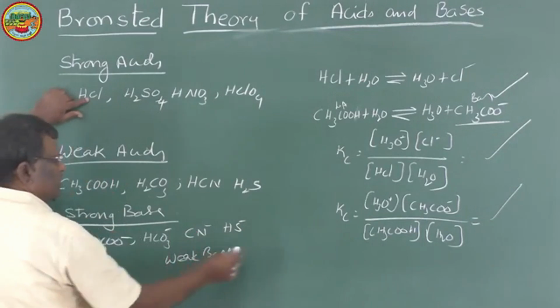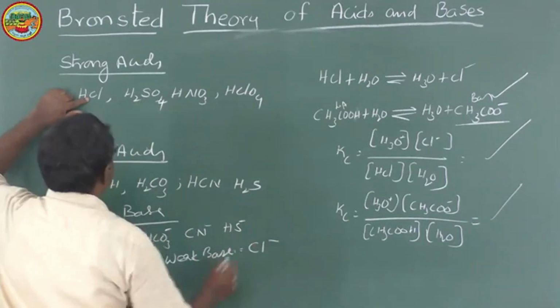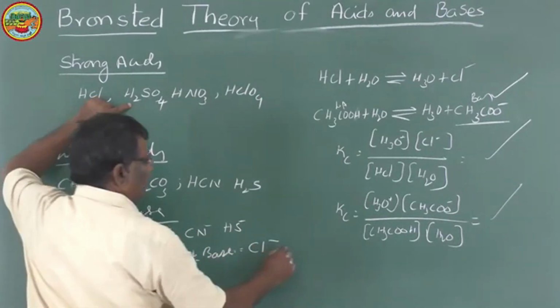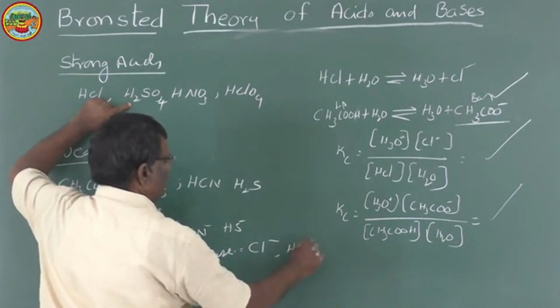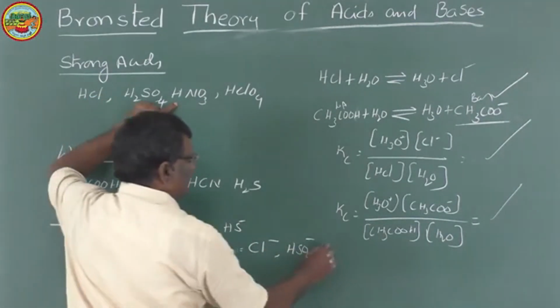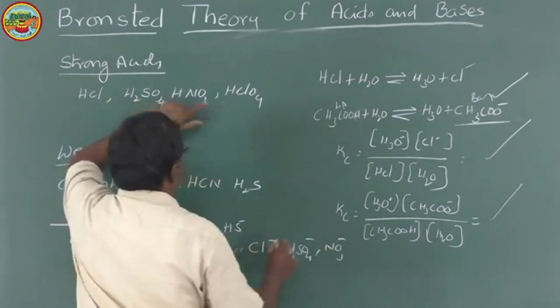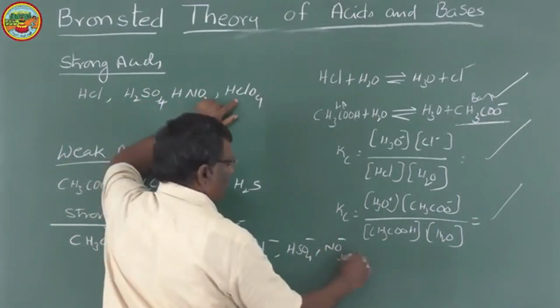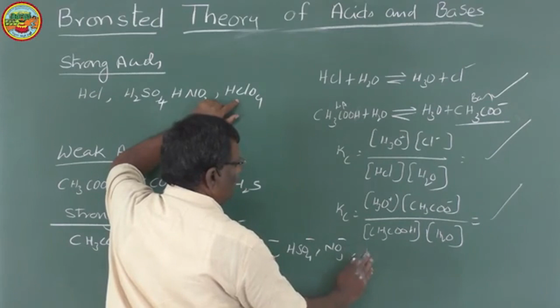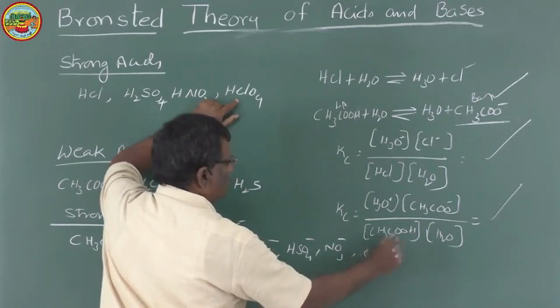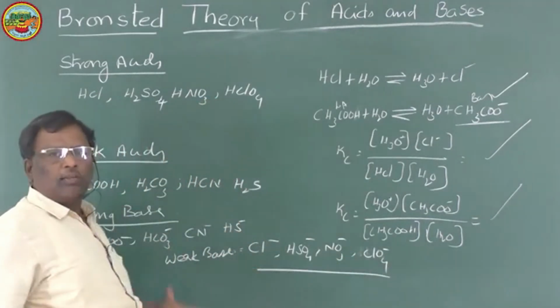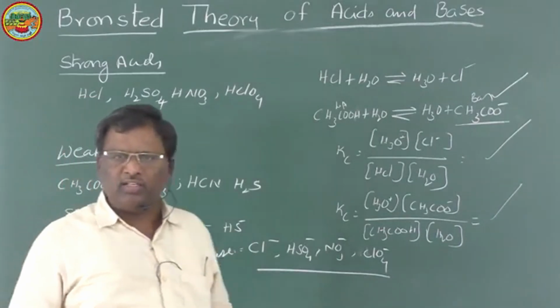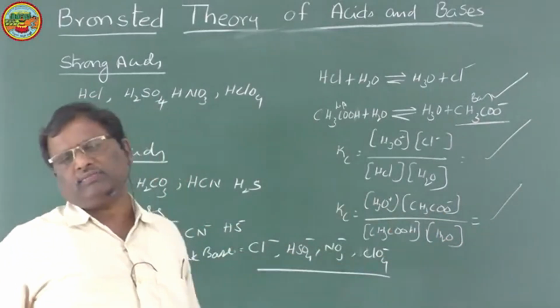Conjugates of HCl, that is Cl minus. Conjugate of H2SO4, that is HSO4 minus. Conjugate of HNO3, that is NO3 minus. Conjugate of HClO4, that is ClO4 minus. Because these ions are more stable and these ions remain as ions.